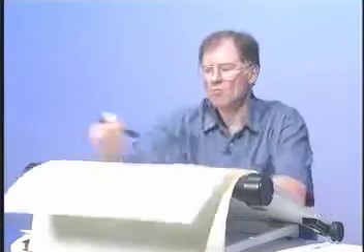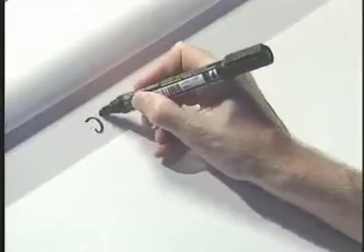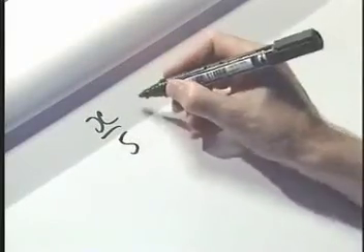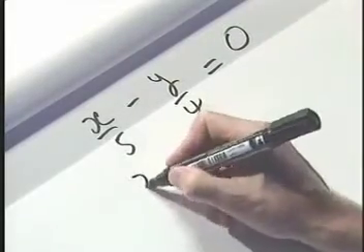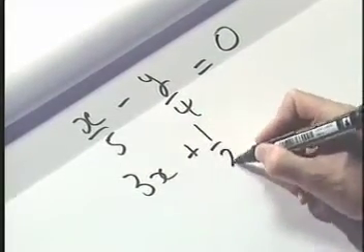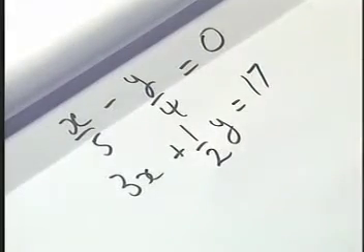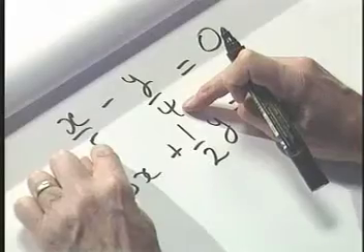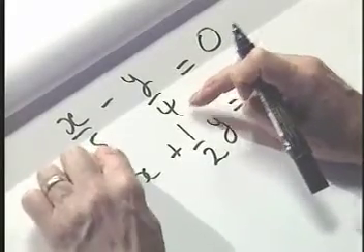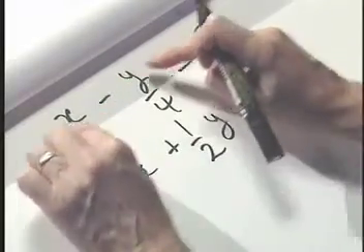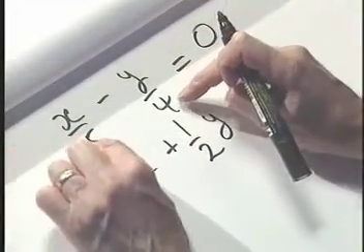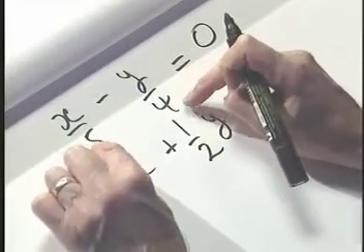Let's take just one more final example. x over 5 minus y over 4 equals 0. 3x plus a half y equals 17. Now for this one, we've got fractions with denominators 5 and 4, and we need to get rid of those. So we need a common denominator with which we can multiply everything in the equation and thus get rid of the 5 and the 4. The obvious one to choose is 20, because 20 is 5 times 4.